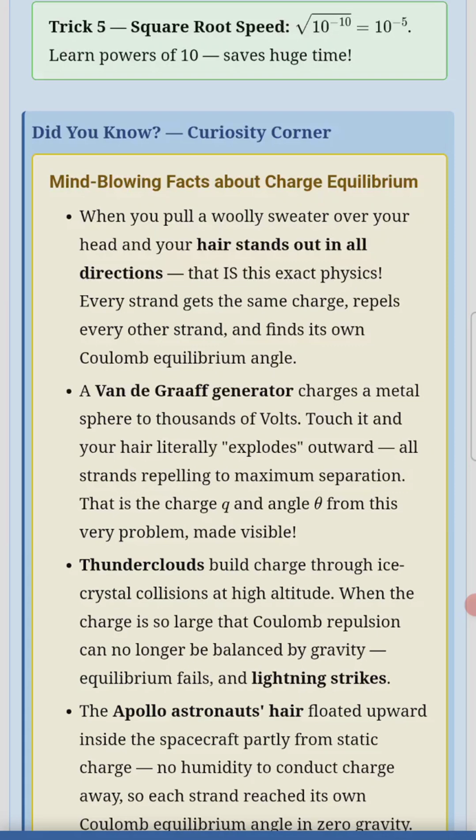Thunderclouds build charge through ice crystal collisions. When the charge is so large that Coulomb repulsion can no longer be balanced by gravity, equilibrium fails, and lightning strikes. Even the Apollo astronauts' hair floated upward in the spacecraft from static charge buildup. No humidity to conduct it away, so each strand reached its own Coulomb equilibrium angle in zero gravity.